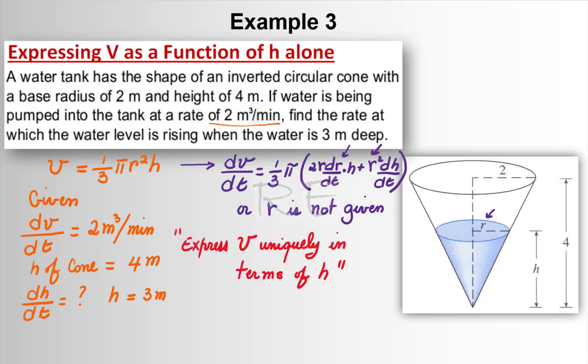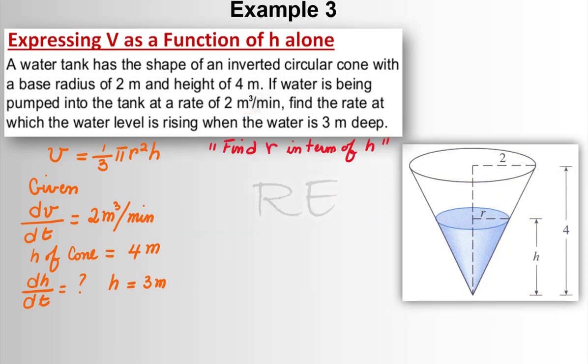We're going to express V as a function of h alone. The slanted side of the cone, along with the height of the cone, the radius of the pumped water, and the radius of the cone, form two similar triangles, and similar figures are proportional. Which means the radius of the pumped water is to the radius of the cone, which is 2, while the height of the pumped water, corresponding sides are proportional, is to the height of the cone, which is 4.